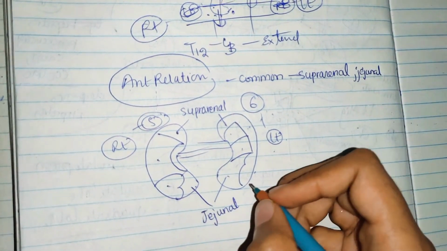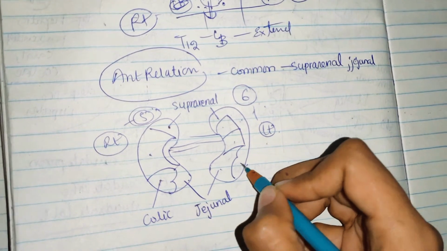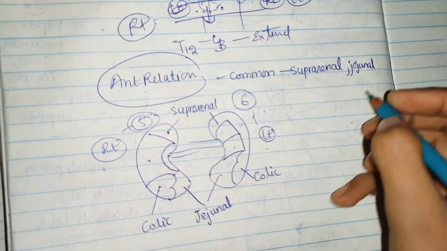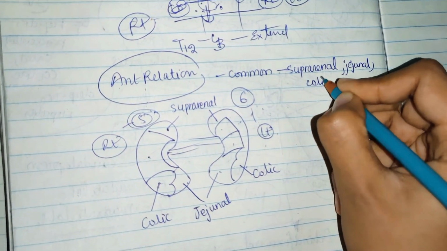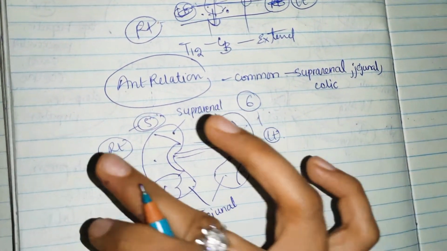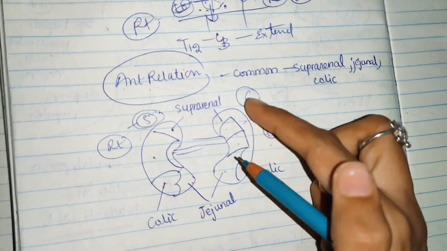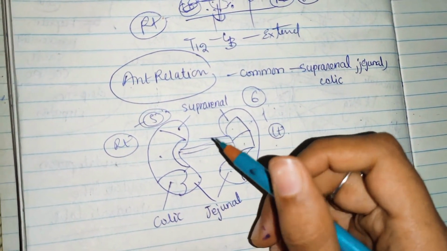And next thing which you are having is colic area. So this is colic. Even this is colic. Okay, so remaining in the right side of kidney 2 parts are unique for this, and here 3 parts are unique for the left kidney. So what are those? Let us see.